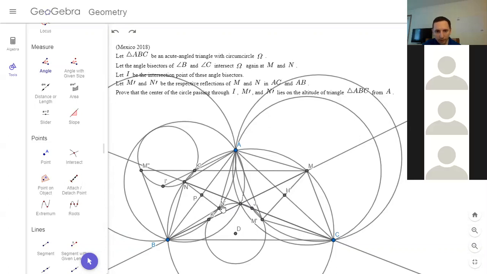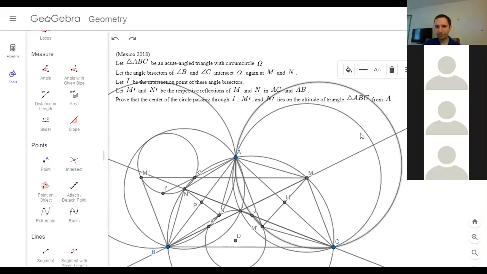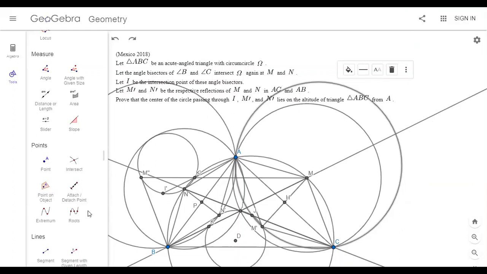AN prime B and ACI. How do we show those are the same size? Well, the circumcircle of AN prime B is the same size as the circumcircle of ABC, which is the same size as the circumcircle of AIC. Is that right? Oh, we want this circle as AM prime C. So that's it. I think that solves the problem pretty easily actually.